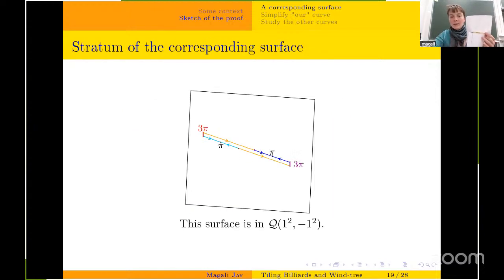So here I have 2 singularities of angle pi, at the corners in the middle of the blue segment, and 2 singularities of angle 3 pi here. 1, 2, and 3. Okay. So I am in this stratum with 2 angles in excess of pi and 2 angles which are less, 1 pi less than in the Euclidean setting.